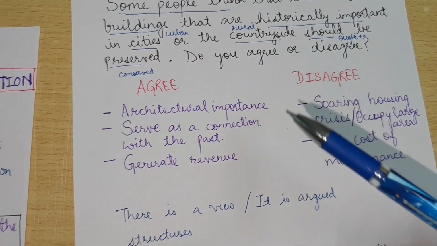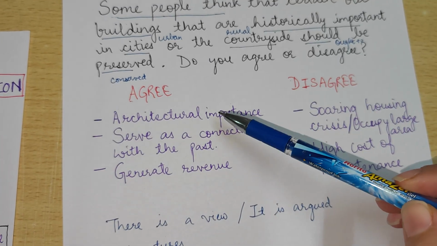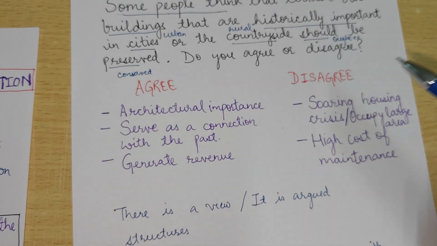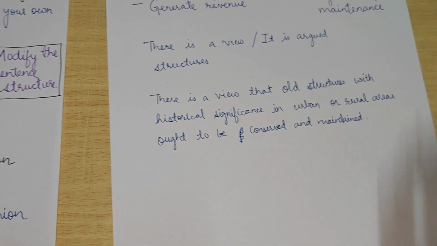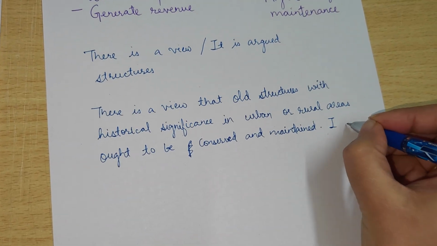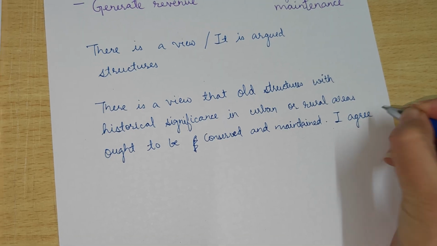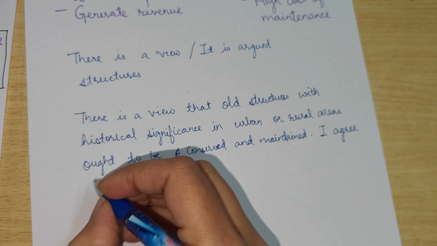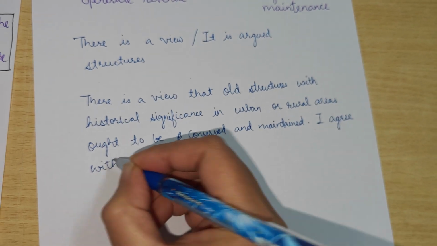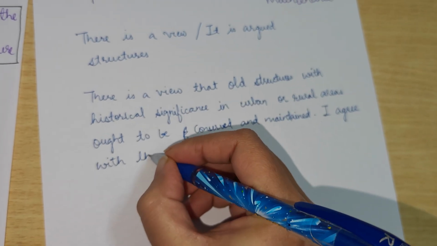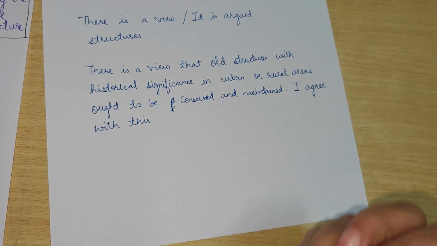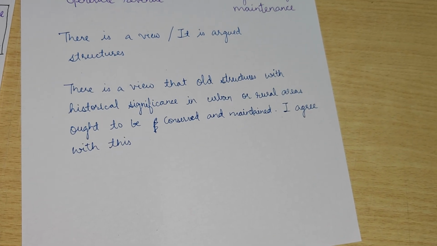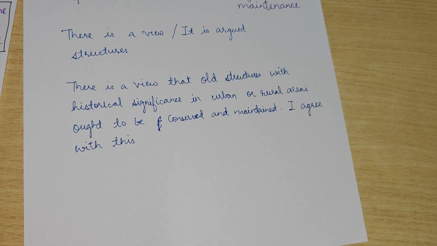So this is the next part, that is responding to the question. Do you agree or disagree? And then we'll be including these ideas also. So how do we write for that? Let's suppose we start with the agree part. What we can say: I agree with this idea or notion, or you can straight away say I agree with this, or this statement.